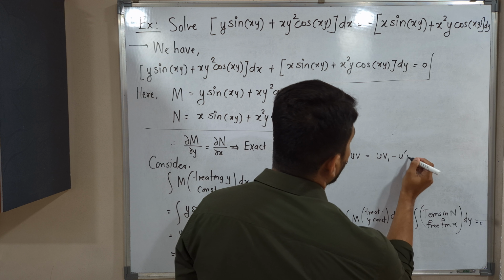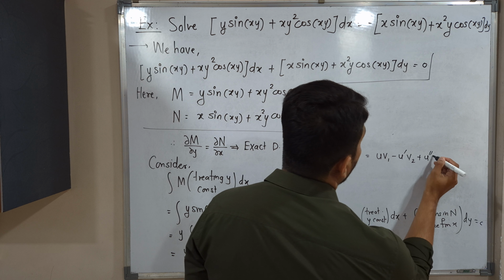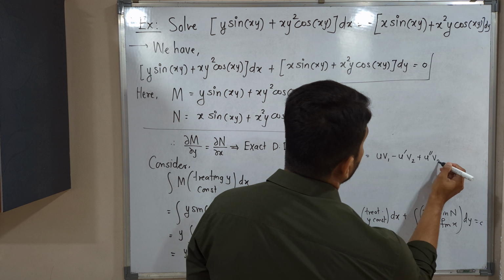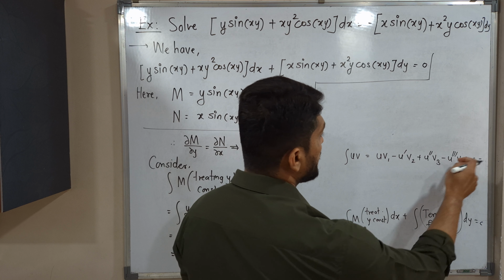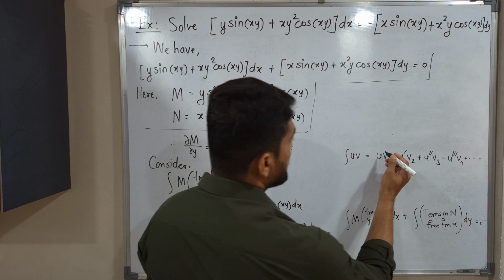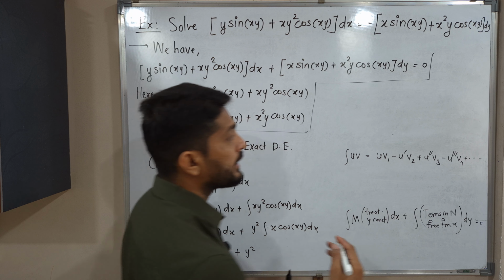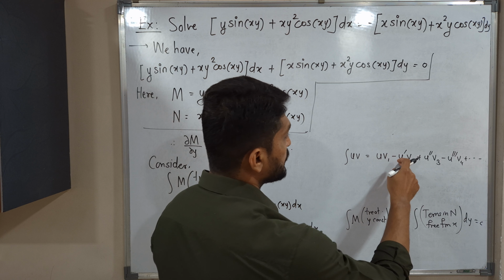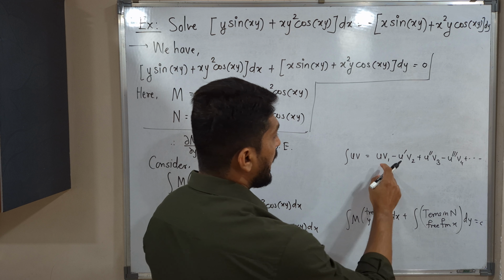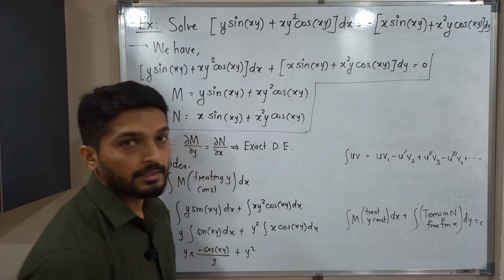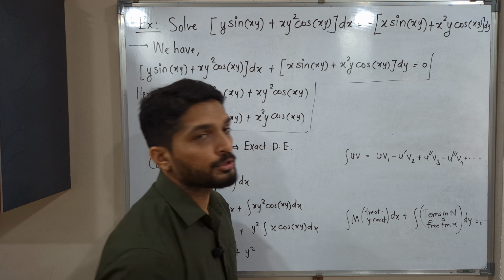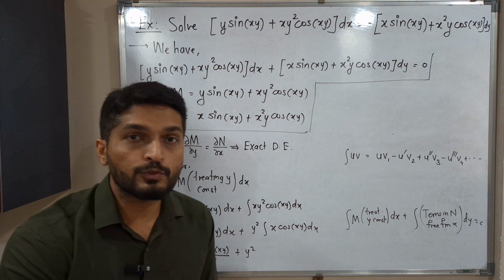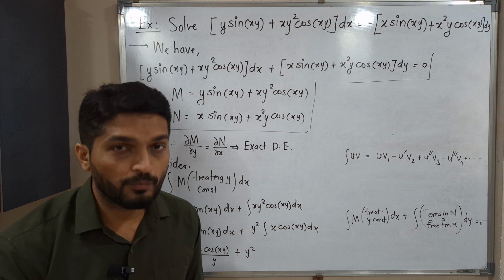uv1 minus u dash v2 plus u double dash v3 minus u triple dash v4 plus and so on. Okay, the series we get, you can easily see, has alternating minus and plus signs. You can also see some dashes over here. They denote derivatives: u as it is, first derivative, second derivative, third derivative. And in the suffix of v we have some numbers. It indicates integrations: first integration, second integration, third integration, fourth integration. It means we have to take derivatives of u and integrations of v.